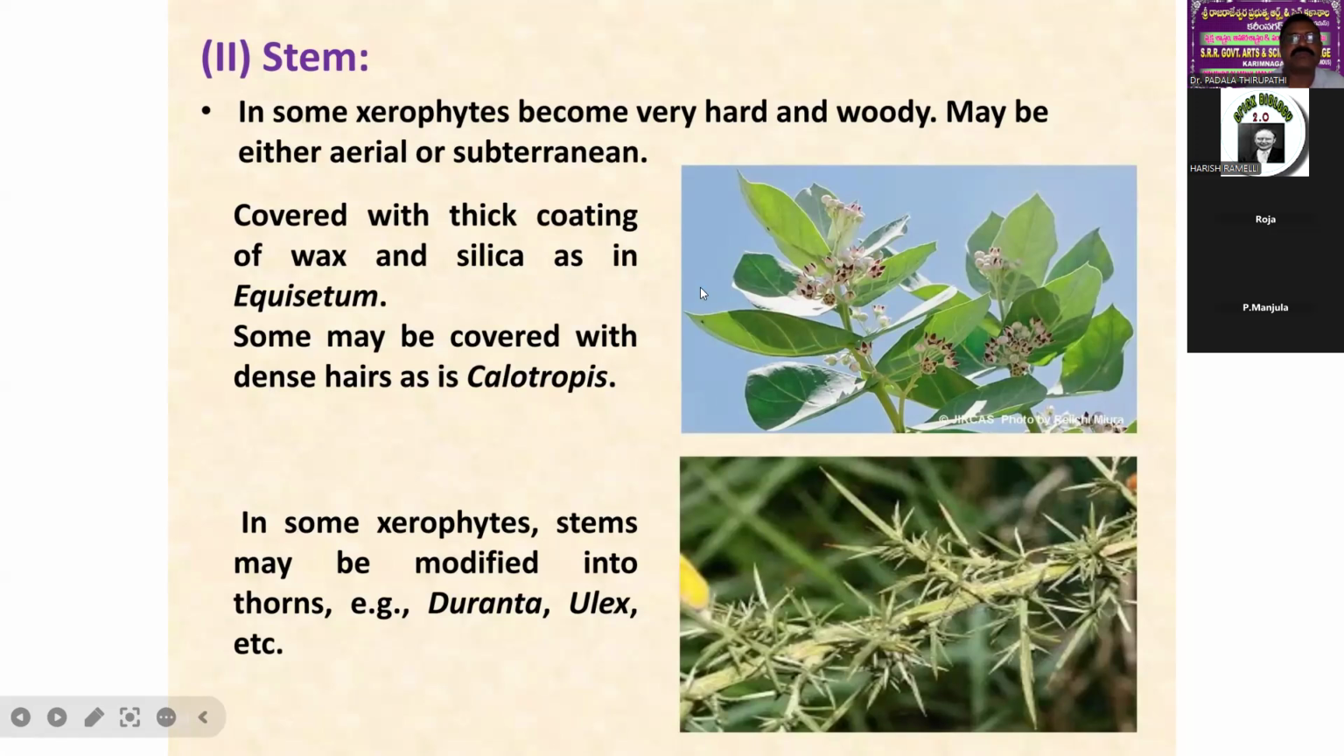Here the stem is covered with hair, for example Calotropis. Whereas here it is covered with a thick coating of wax or silica, as in Equisetum. In some xerophytes, stems may be modified into thorns, for example Duranta and Ulex. Here the stem is modified into thorns.